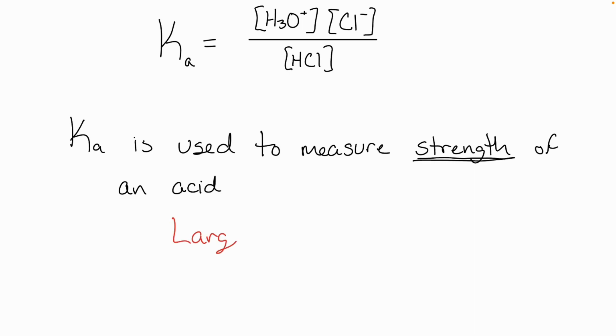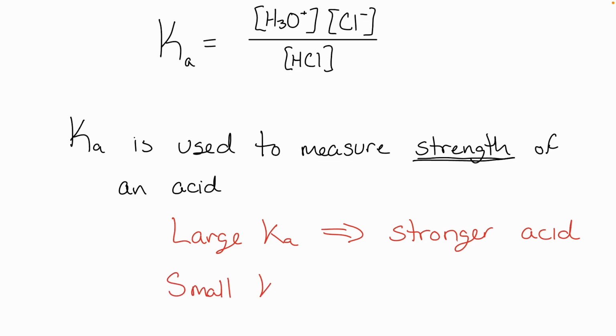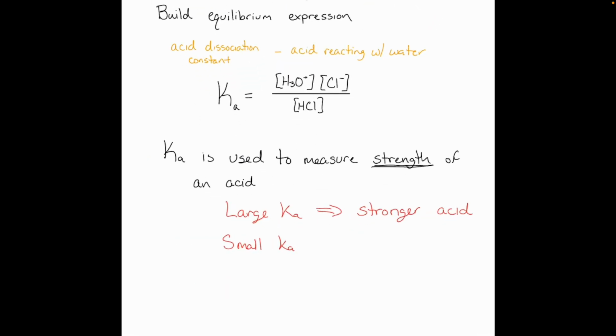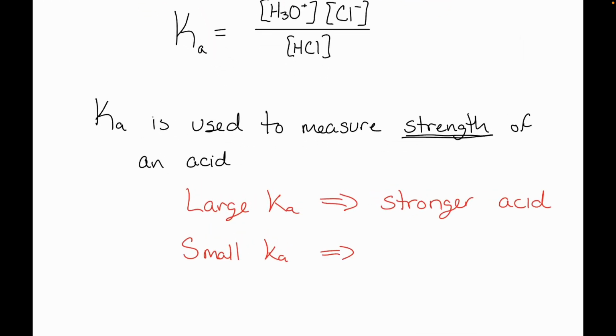A large Ka implies a stronger acid compared to a small Ka. That's a weaker acid.